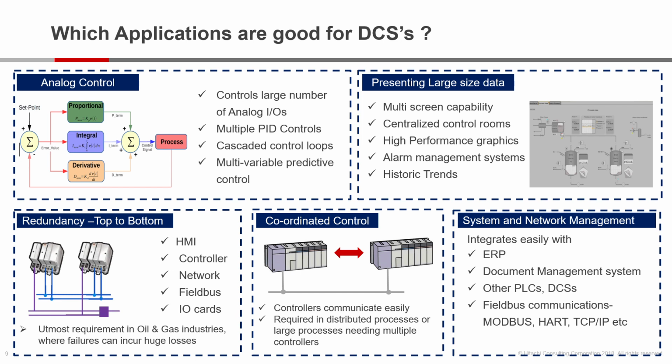Again, coordinated control, because different controllers need to communicate with each other whenever an application is large or a plant is large. So you have different processes and different controllers controlling those processes. So it's important that the PLCs communicate with each other. And lastly, system and network management. A DCS system integrates easily with ERP, document management system, other PLCs, and field bus communications like Modbus, HART, TCP/IP, etc. Of course, these field bus communications are supported by PLC as well, but when it comes to large scale integration with ERP and stuff, DCS is more favorable.